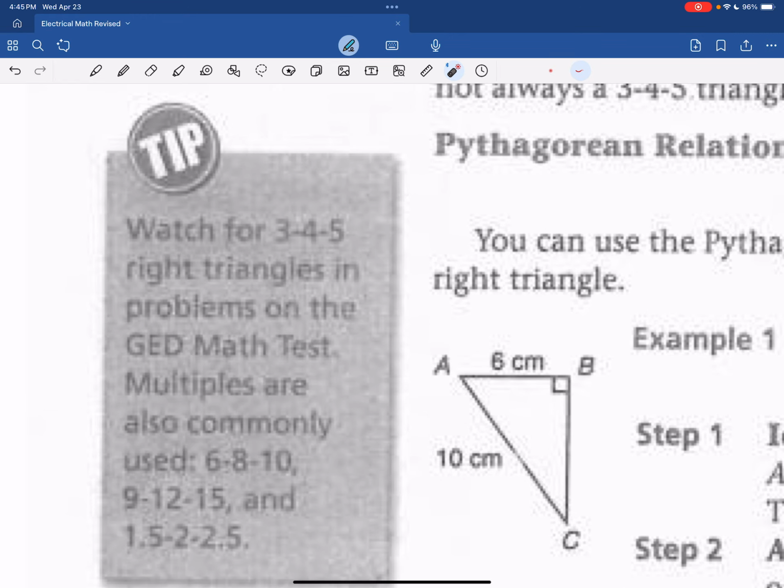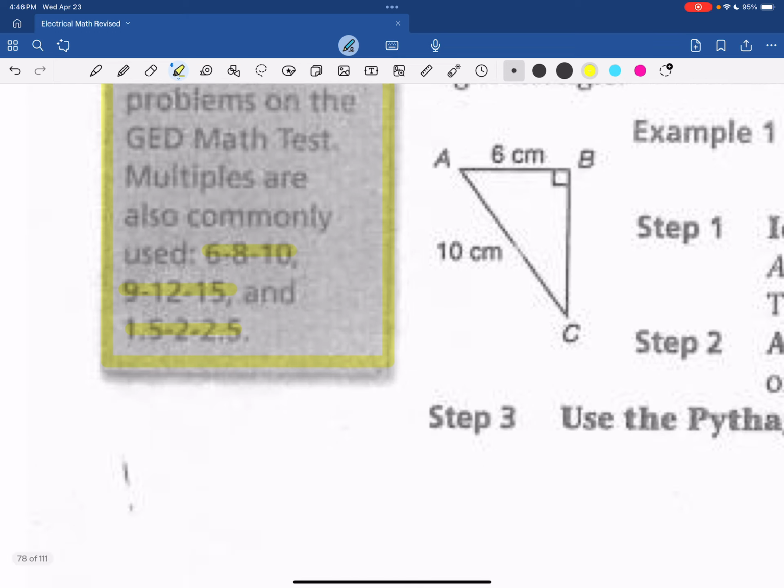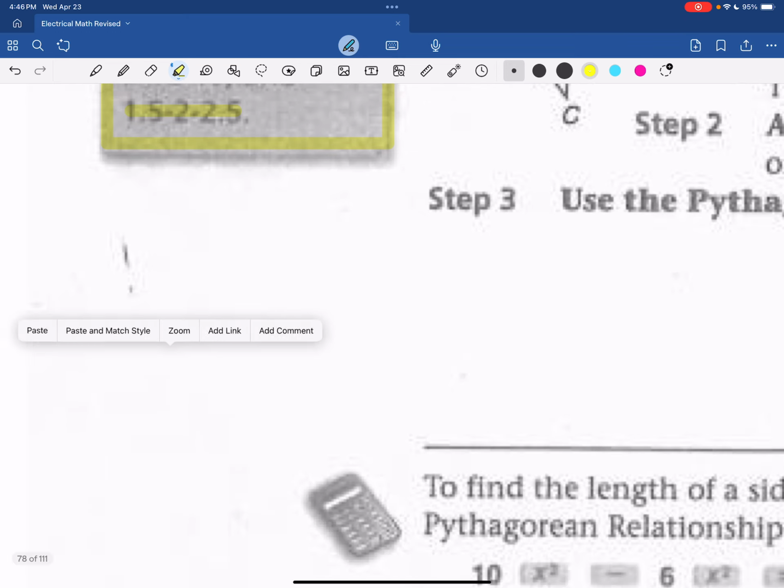This is, again, a GED book, but this is good information. It says to watch for 3, 4, 5 right triangles on math tests. They're very common, and also multiples of those are used. So 6, 8, 10, 9, 12, 15, and 1.5, 2, and 2.5. So let me show you what that's talking about if you don't know.